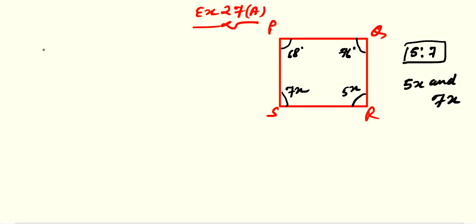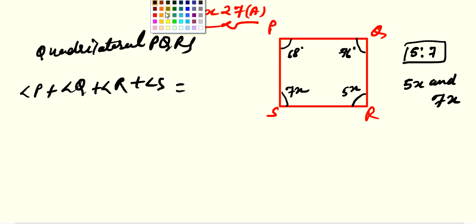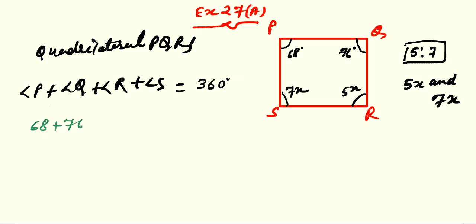Now as you know, by the angle sum property of a triangle, in a triangle the sum of all angles is equal to 180 degrees. Similarly in a quadrilateral PQRS, the sum of all interior angles, angle P, Q, R, then angle S, equals how much? 360 degrees. The value of angle P is 68 degrees. So write 68 plus angle Q 76 plus angle R 5x plus angle S 7x equals 360.